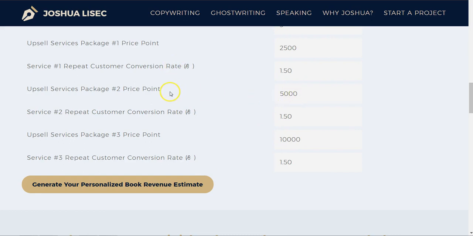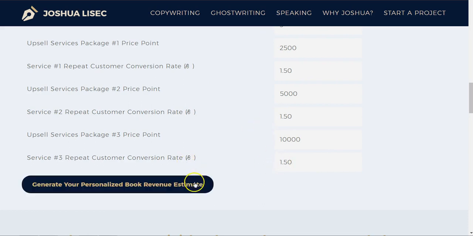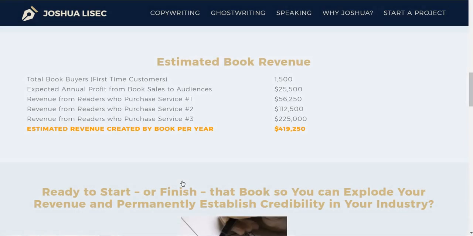And then here, the services package price point. Let's say this is your second services option that people can work with you, and then maybe the grand flagship service you offer is $10,000, right? Of course, this is in dollars here. So put in your numbers here, and then click generate your personalized book revenue estimate to see how much you can reliably expect to make annually. A whopping $419,250 estimated revenue created by your book per year.